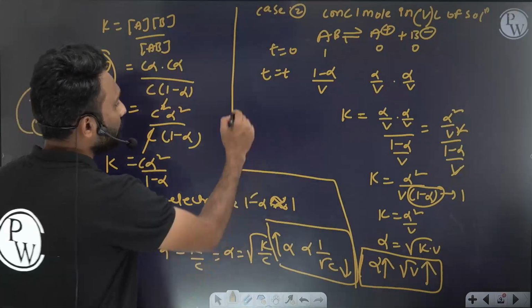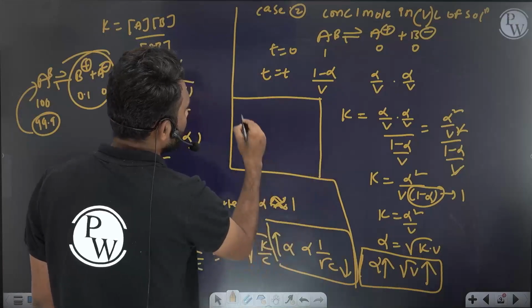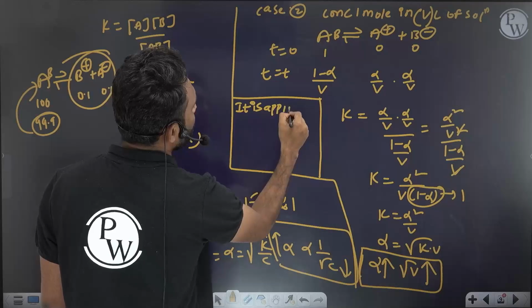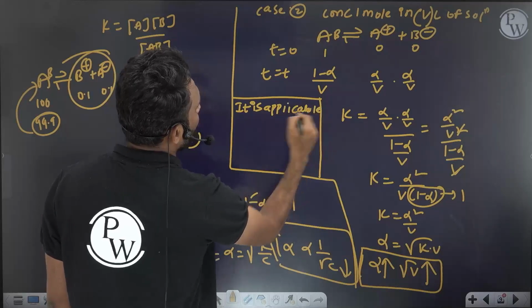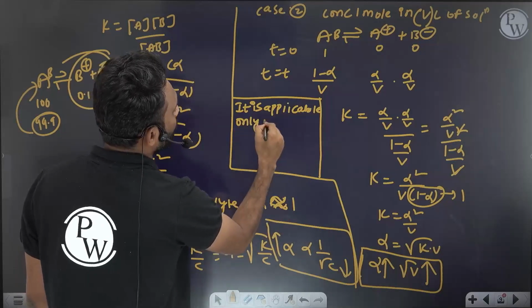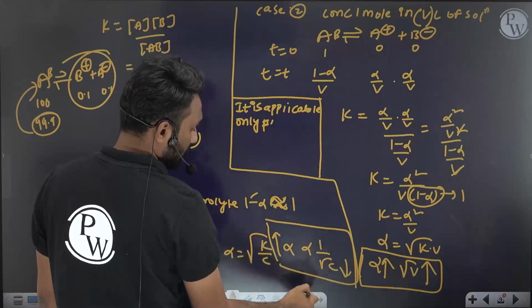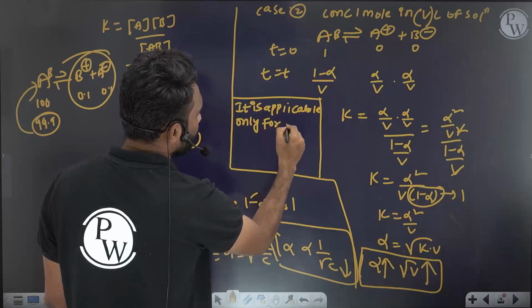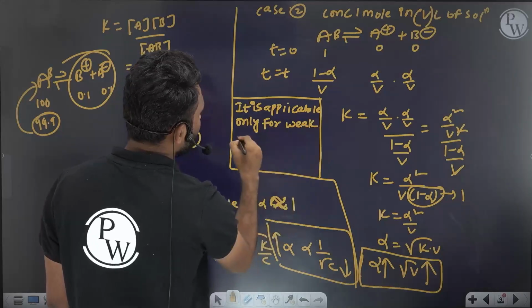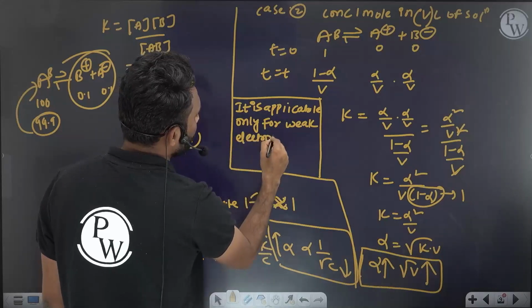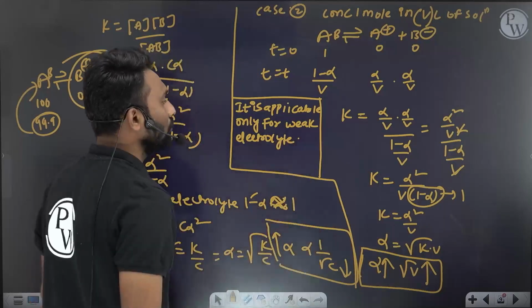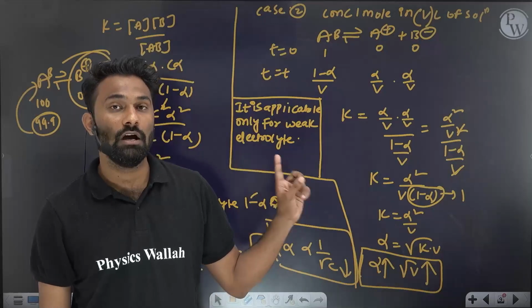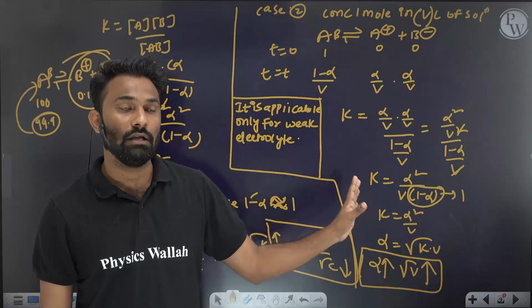Ostwald dilution law is applicable only for weak electrolytes. Look here, it is applicable only for weak electrolytes. For strong electrolytes, Ostwald dilution law is not applicable. Okay, next.